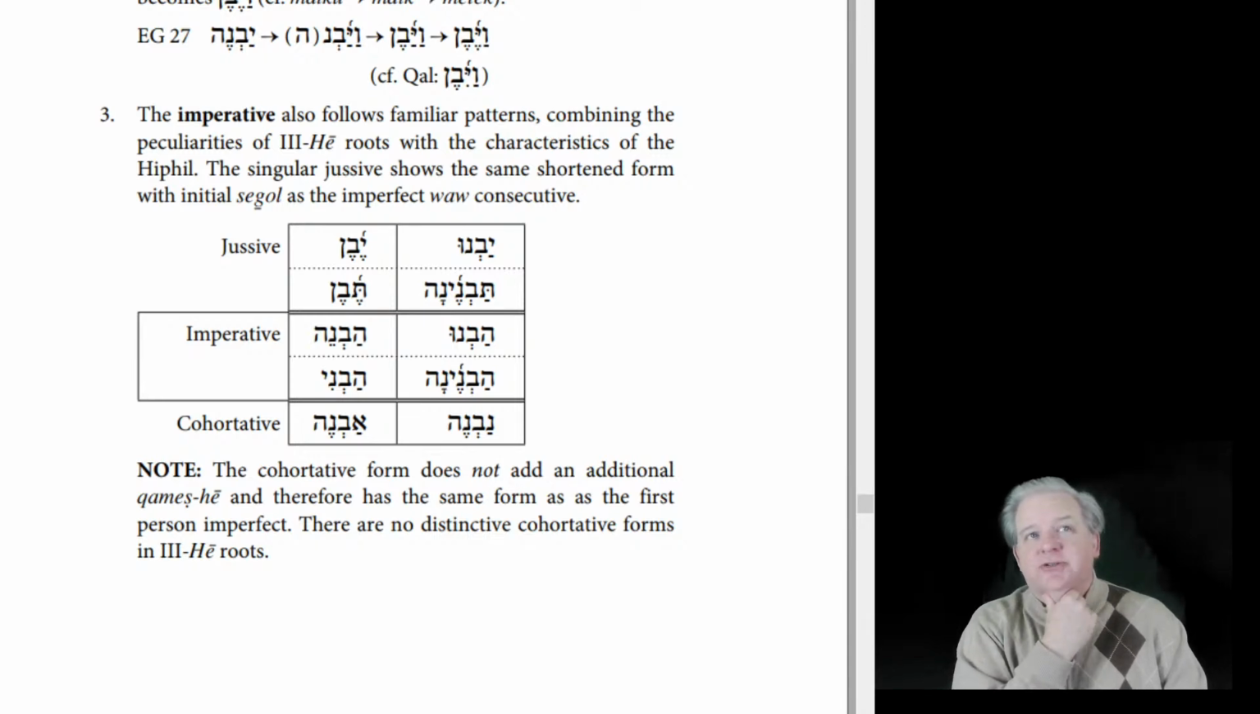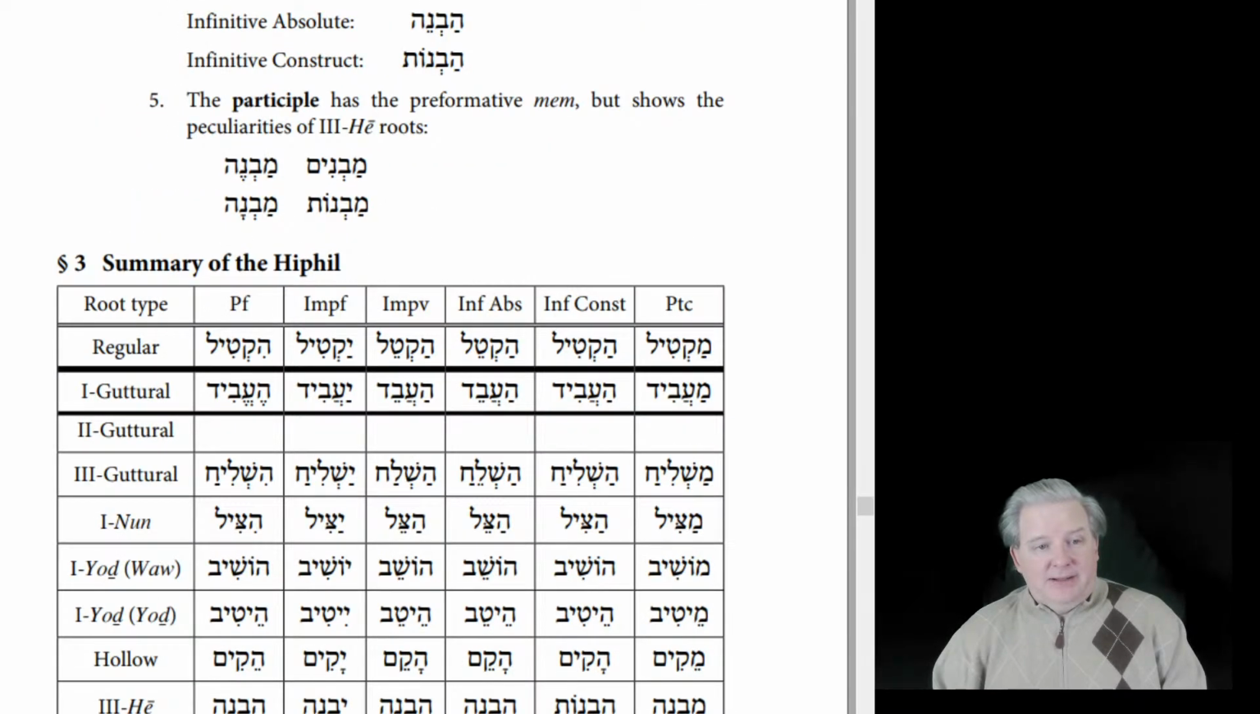So I encourage you, and if you're in a class of mine, you're going to have to sit down and learn paradigms before you do the exercises. In fact, you're going to have a quiz the next time we meet, which will basically say, write the paradigm from memory, right? And it's going to be the third hey, the hollow root, all the forms of the hollow root, all the forms of the first yod, first wow, and then katal, of course, hiktil. So you have to do all three of those from memory with the imperatives and the infinitives. Yeah, that's about it. There you go.